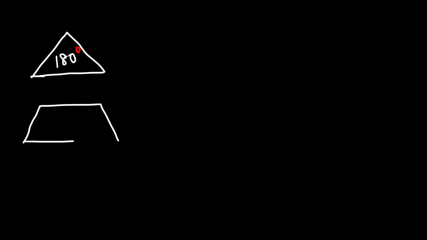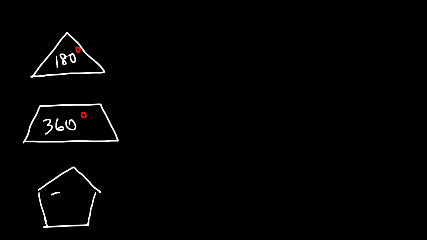So let's put this together. For a triangle, the sum of the three angles is 180 degrees. For a quadrilateral, the sum of the four interior angles is 360 degrees. Now for a pentagon, the sum is 540 degrees. Do you see a pattern?